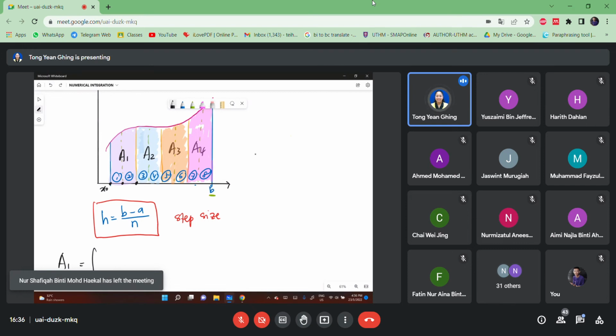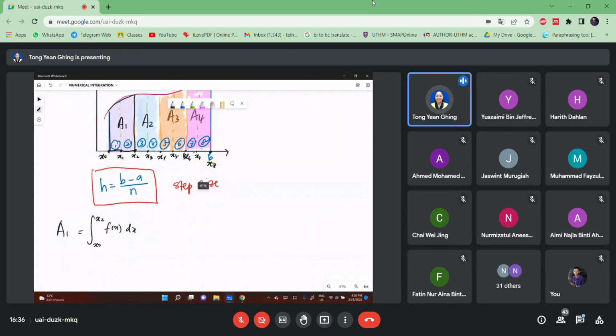Let's say this one is X0, this one is X1, X2, this is X3, X4, X5, X6, X7, and B is X8. So for A1, that means we integrate from X0 until X2, f(x) dx, right?